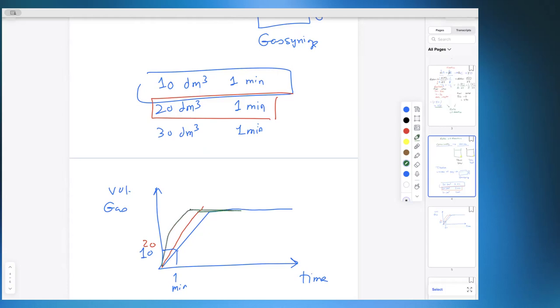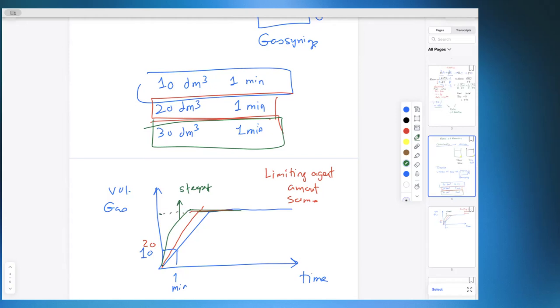So all the curves will end at the same place. Why do all the curves end at the same place? Because the limiting reagent amount is the same. So if I have 3 reactions, they have 3 different rates of reaction, so there will be steeper curves. This is the steepest curve, which means it is the fastest. But at the end, they all end at the same level. Why? Because the limiting reagent has the same amount.